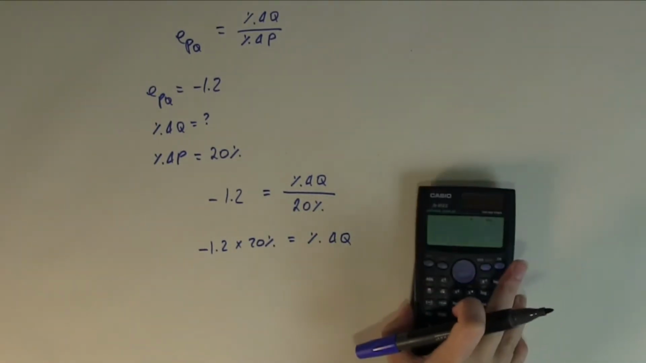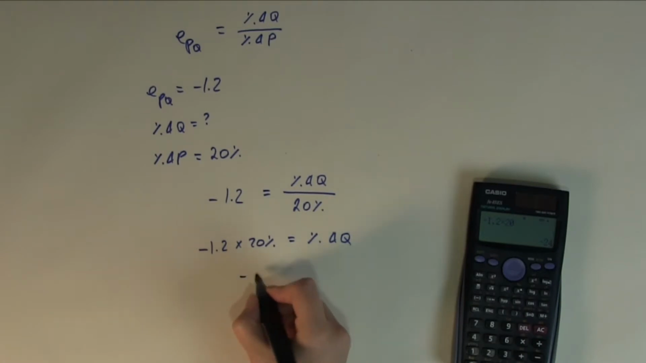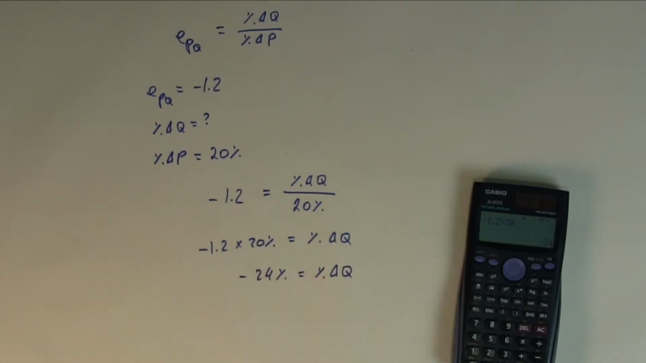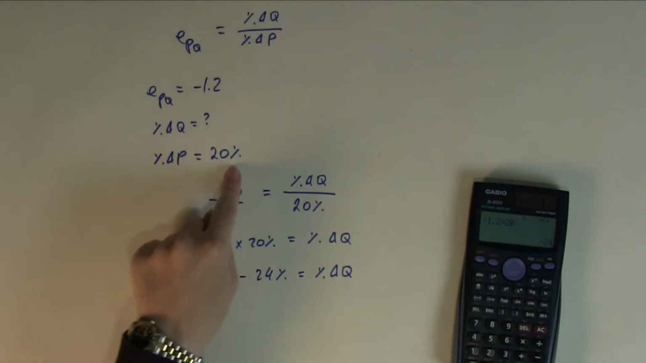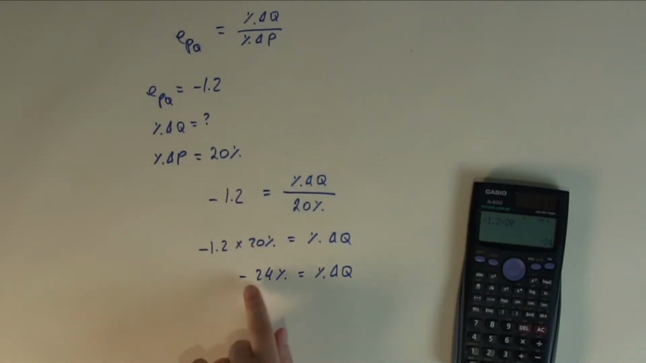So call the scientific calculator. -1.2 times 20, that is equal to -24%, the percentage change in quantity. What does it mean for us? Well, it means for us that when the price increased by 20%, the demand for chocolate will decrease by 24%.